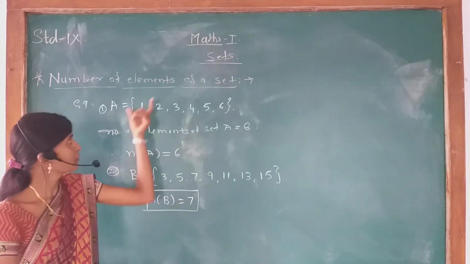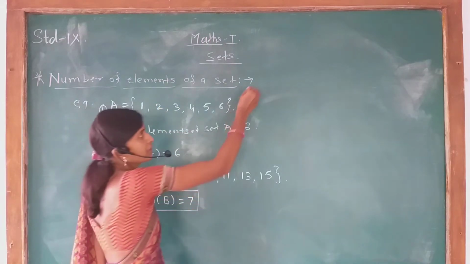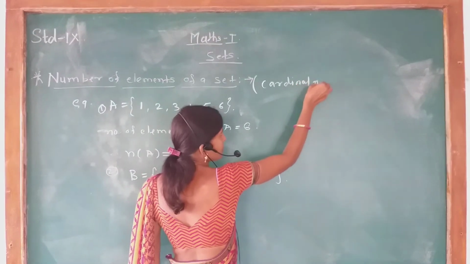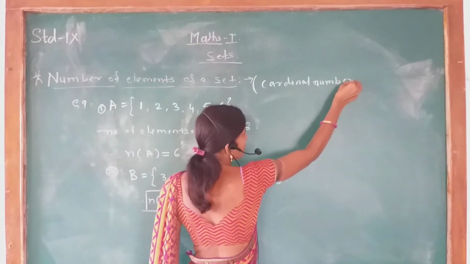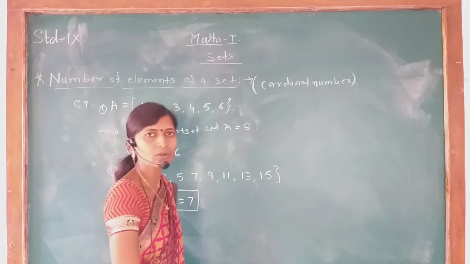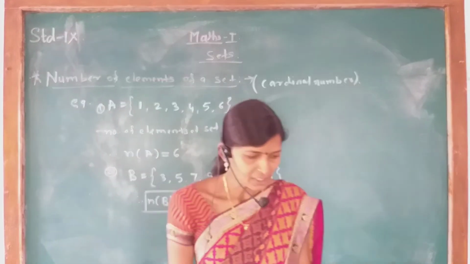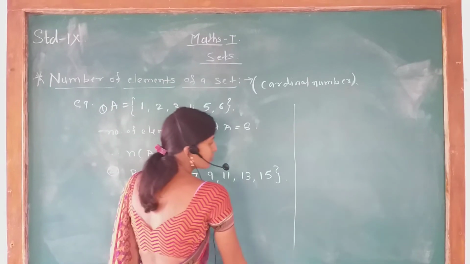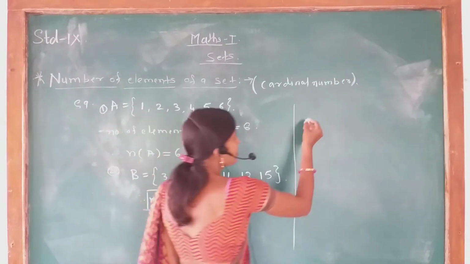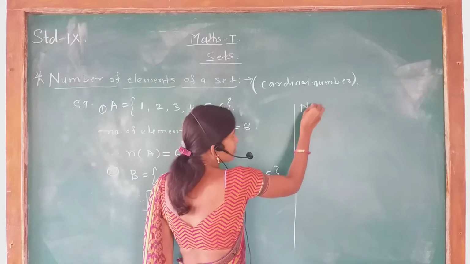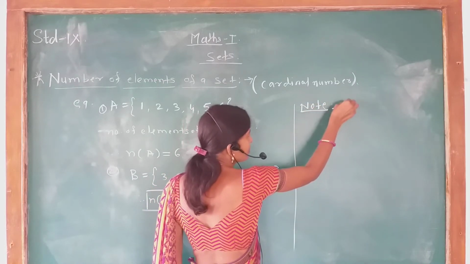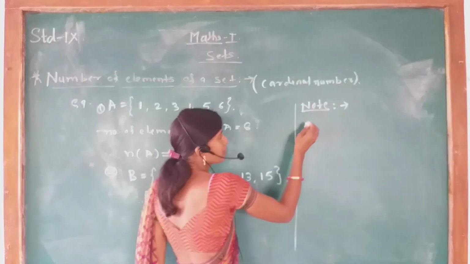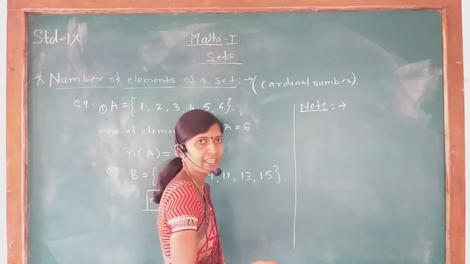Number of elements of a set has another name, that is cardinal number. That is, cardinal number of a set, or simply number of elements in a set. So very simple. Now see, a very important property about the number of elements of a set. We have already studied intersection and union of sets in the previous lecture. So what is that property? You have to remember it, because you have to use this property to solve the examples.